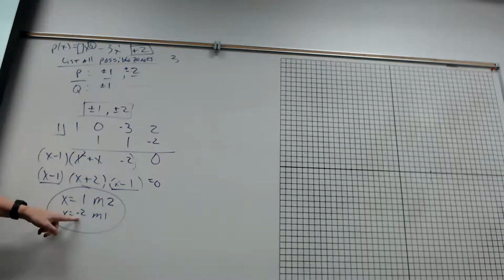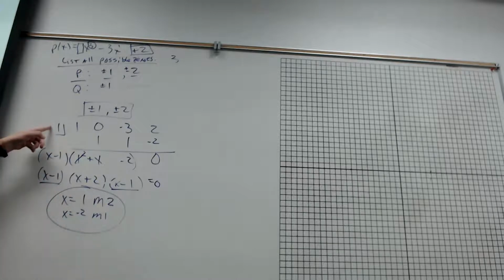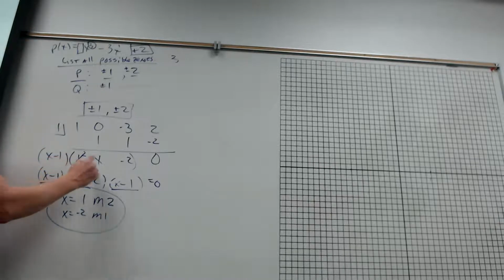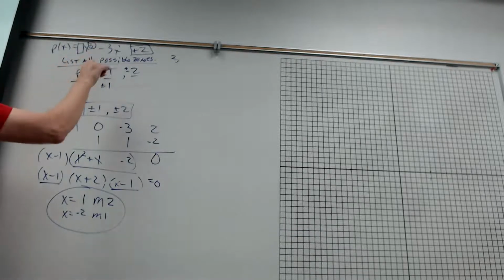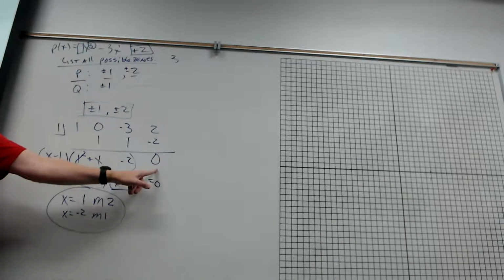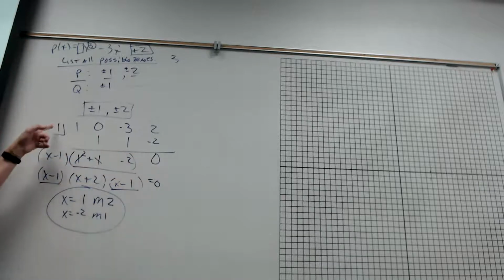So the fact of the matter is, Natalie was a good guesser when she picked 1. I could have also picked -2 and it would have worked. The idea here is hopefully you can get it down to a nice quadratic and then you can factor. So that's the rational zeros theorem. List all your possible zeros. There's going to be a lot of guess and check. Hopefully you get a 0 here, and if you do, then you know that's a factor.